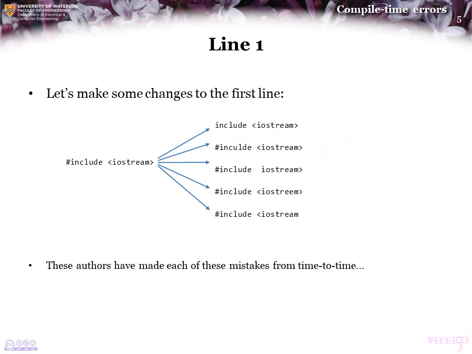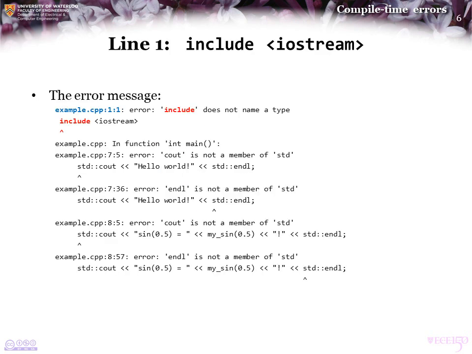Alright, we're going to make changes just to the first line. So we're just going to introduce mistakes either in the spelling of include or IOStream, forget the pound symbol, etc. And we have made all of these mistakes lots of times. In this first example, we're going to forget to include the pound symbol in front of the include directive.